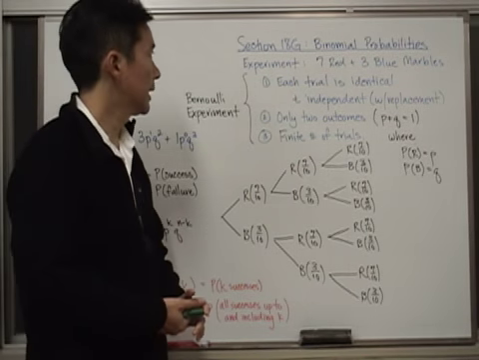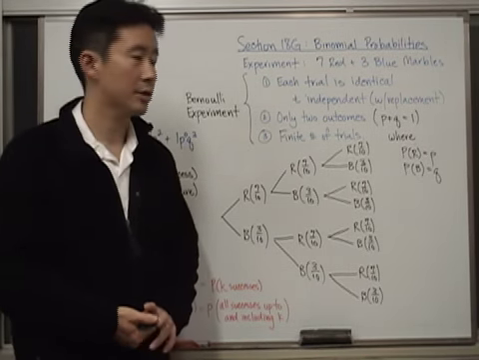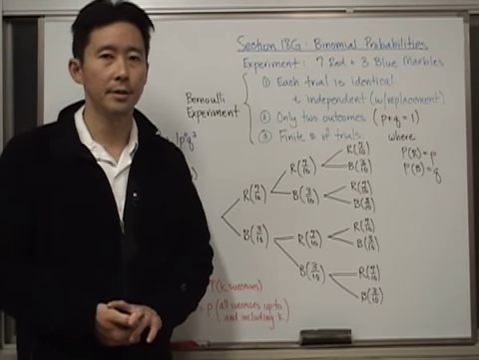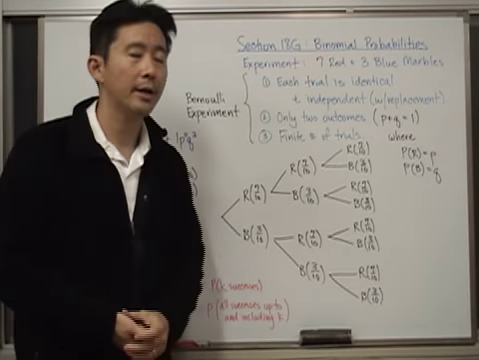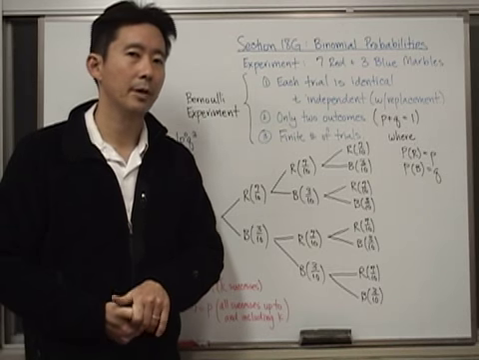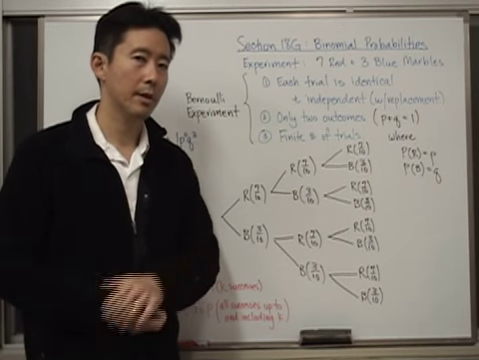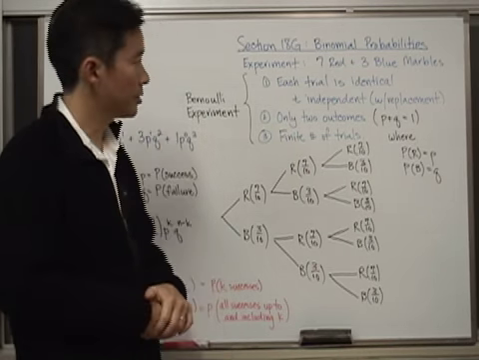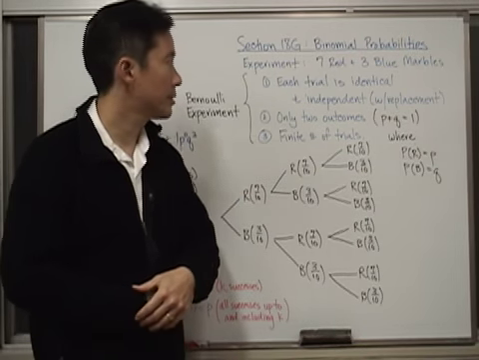Hello everyone. Let's take a look at section 18G, which is called Binomial Probabilities. Now you should notice the word binomial there, so what we're going to use is the binomial expansion. But how does this relate to probabilities? Well, first of all, let's take a look at the experiment that we're used to.